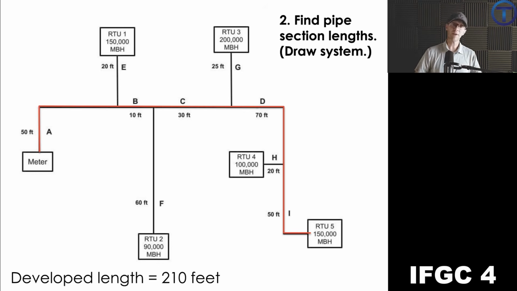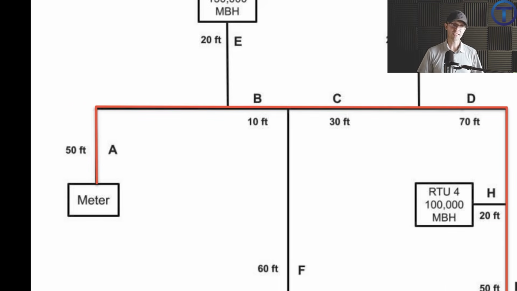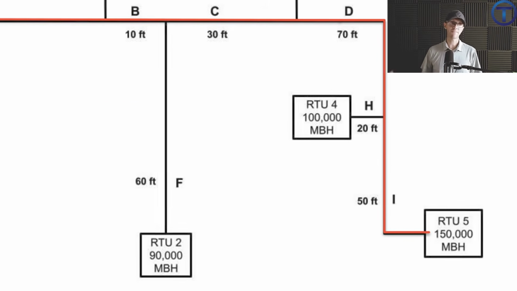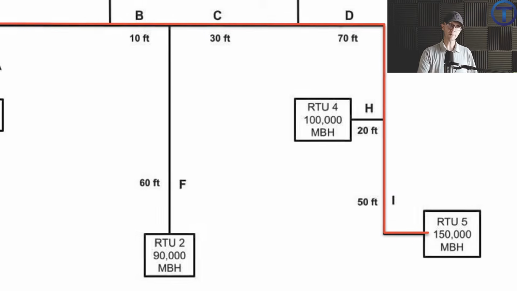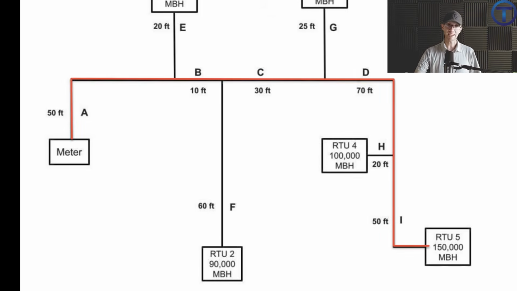Now, if we want to find the developed length, and that's going to be the next step here, we go from the source or the point of delivery, that's the meter, all the way to the furthest unit. Now, if I trace that through, following the pipe, through bends and other things, you can see the red line here is taking me from the meter to rooftop unit 5. I can go through because I know each of those lengths between and add those up.